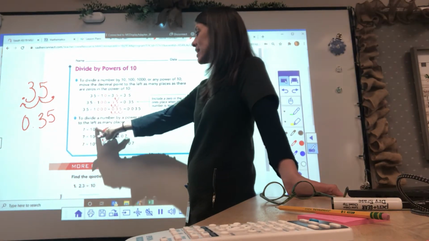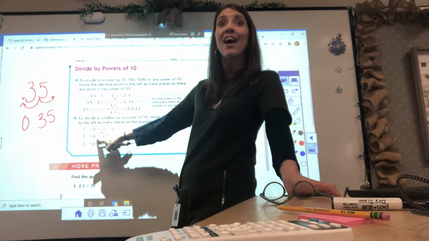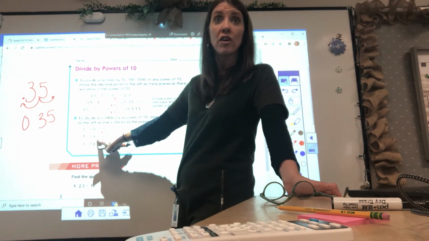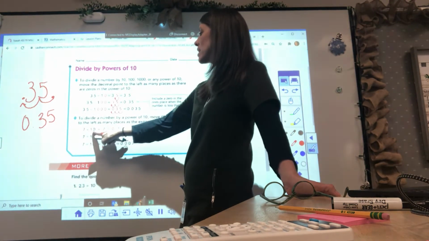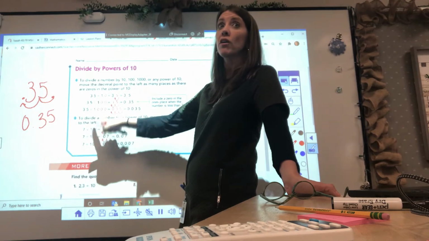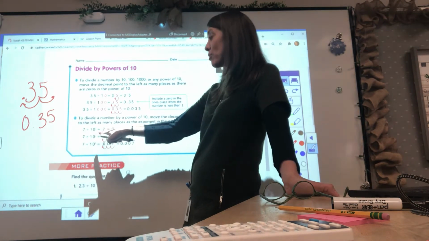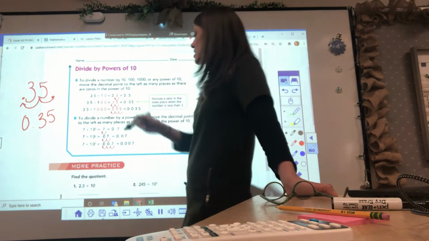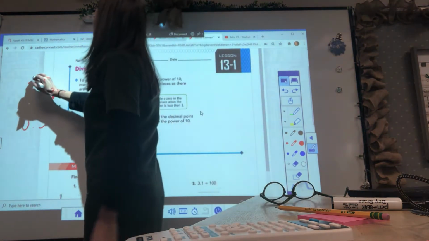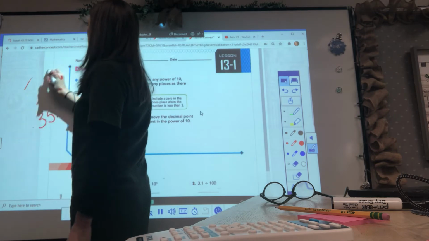Even when it's written as an exponent, it's even easier because it tells you how many spots to move over. 7 divided by 10 to the first power means you move it over 1 time. 7 divided by 10 to the second power, you move it over 2 times. 7 divided by 10 to the third power, you move it over 3 times.